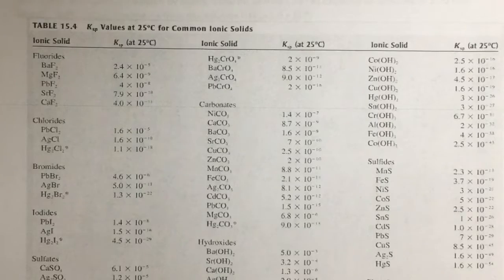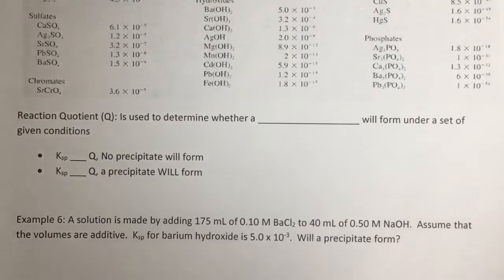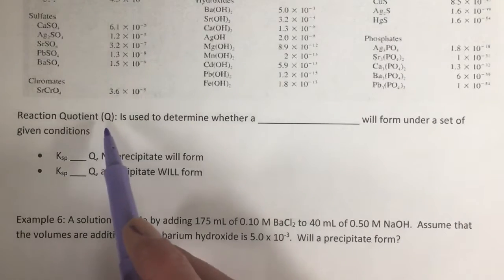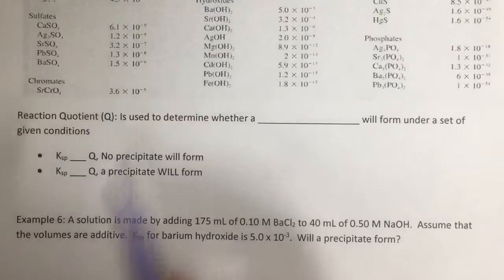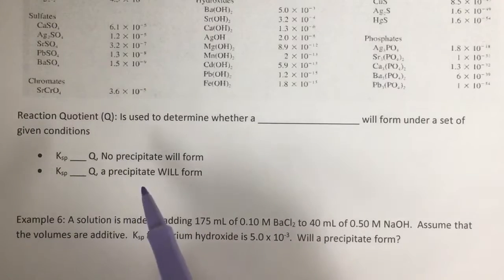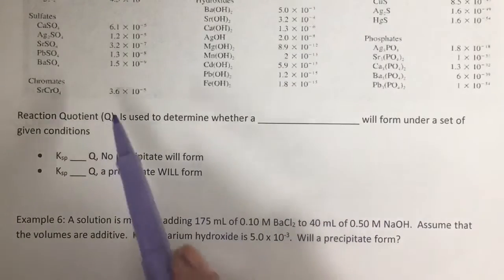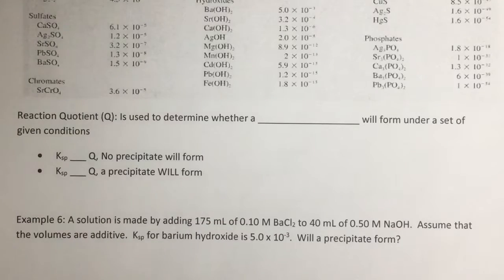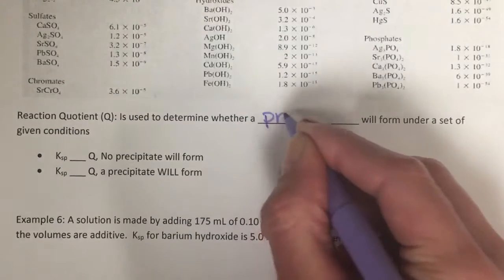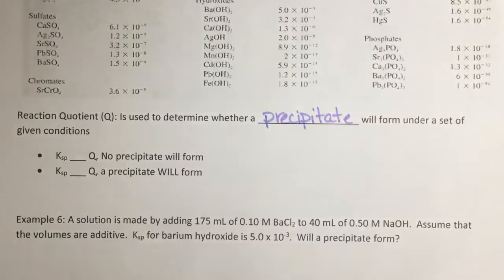Now, how do I determine whether or not a precipitate's going to form? I'm going to use something called a reaction quotient, Q. We talked about Q before, and Q was telling us which way the reaction was going to go, whether we were at equilibrium or not. Same concept. Am I at equilibrium or not? Is a precipitate going to form?